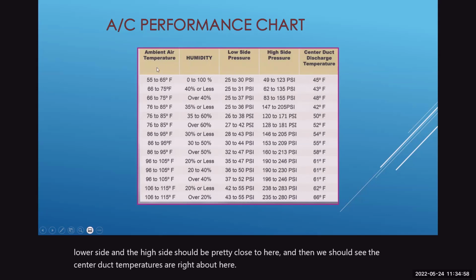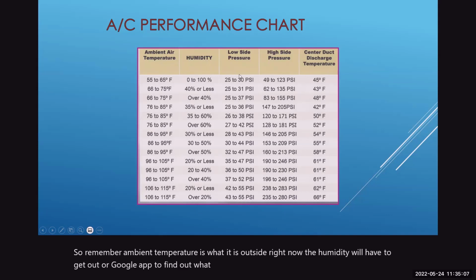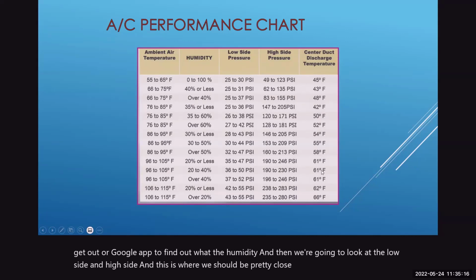Remember, ambient temperature is what it is outside right now. The humidity, we'll have to get out our Google app to find out what the humidity is. And then we're going to look at the low side and the high side, and this is where we're targeting. We should be pretty close to this.